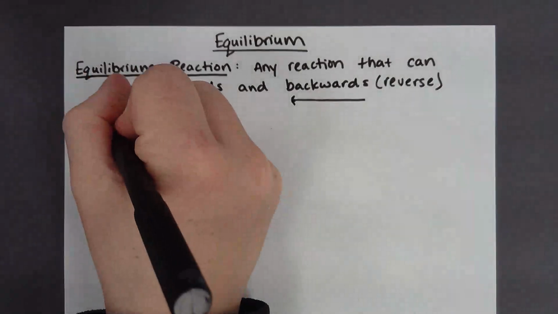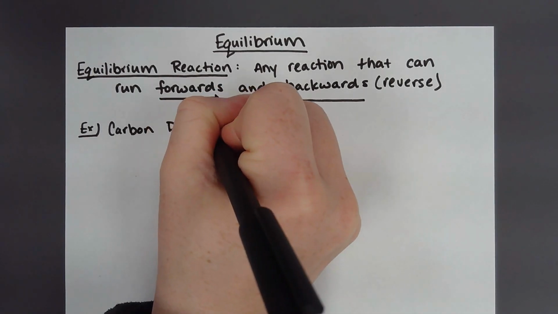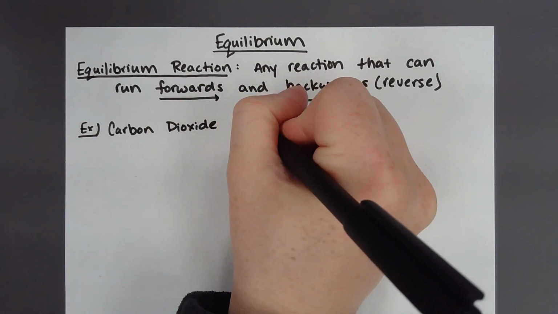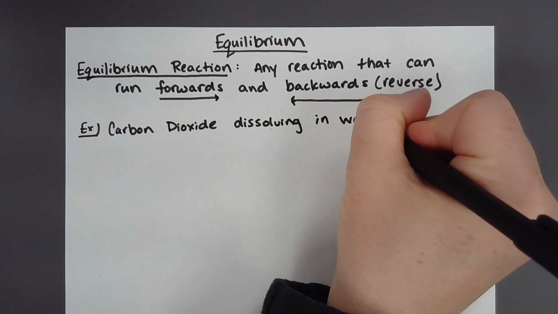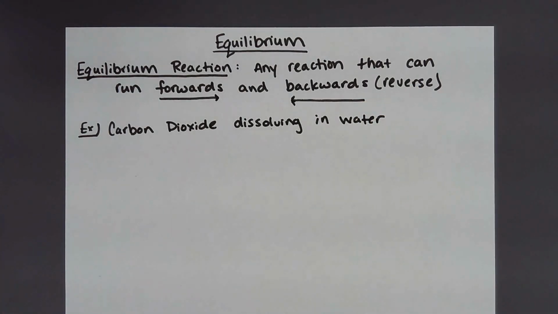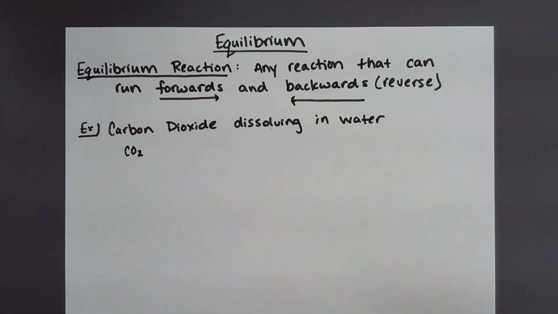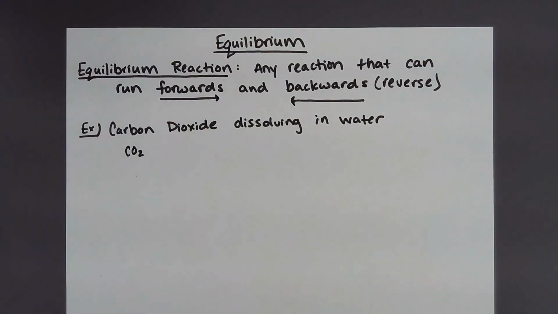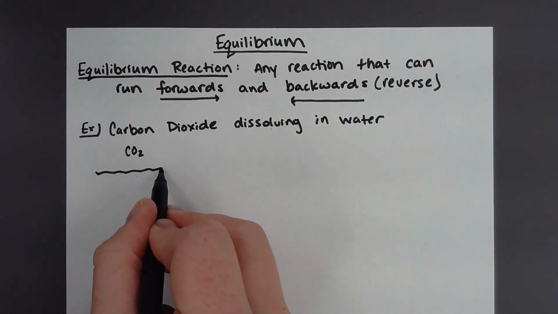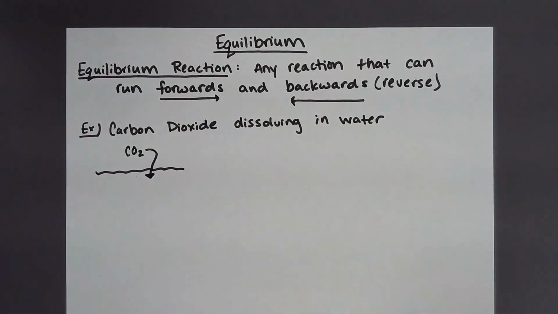carbon dioxide dissolving in water. Now, the reason I picked this example, this is what is going on in the oceans. CO2 gas is being released into the air by smoke, fossil fuel emissions, car exhaust, and that CO2 gas has to go somewhere. And one of the places that it is going is into the ocean.